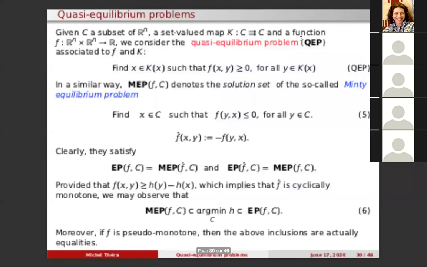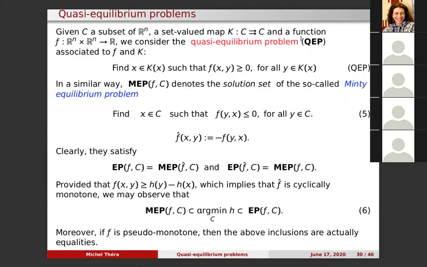Okay, so now I want to talk about a quasi-equilibrium problem. If now C is a given subset in Rn, and you have a set-valued mapping K from C to C, and a bifunction f on Rn, the quasi-equilibrium problem associated to f and K is the problem of finding x in K of x, K of x being a set because K is a set-valued mapping, such that f of x and y is positive for every y in K of x. And you can define similarly the Minty equilibrium problem.